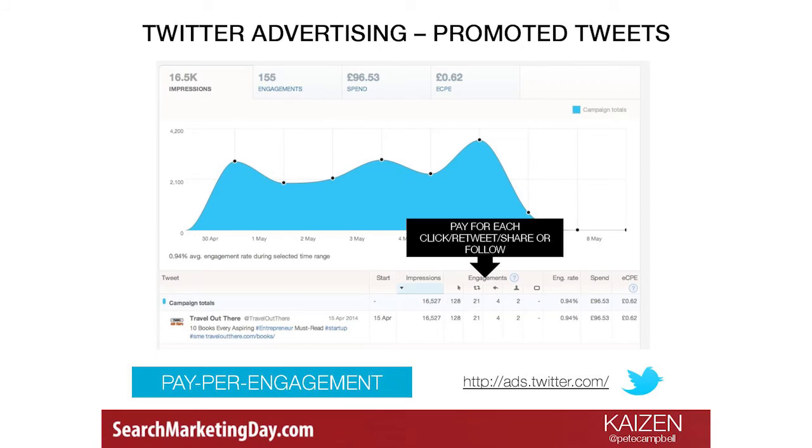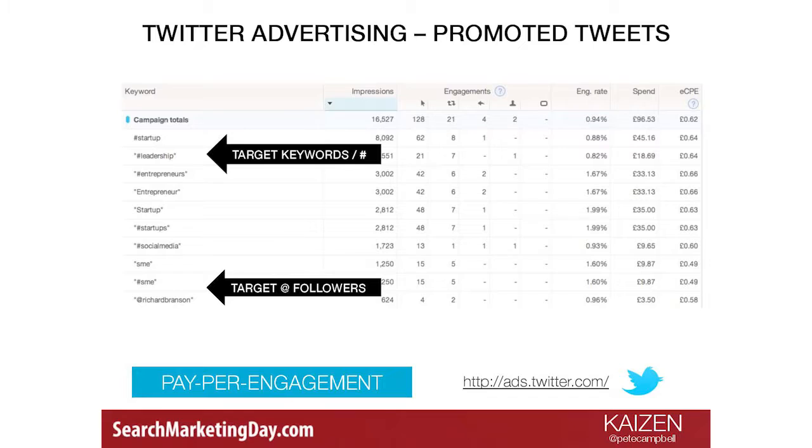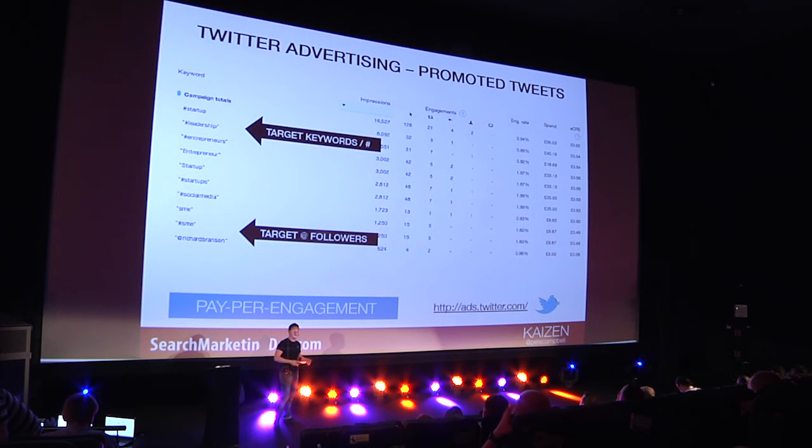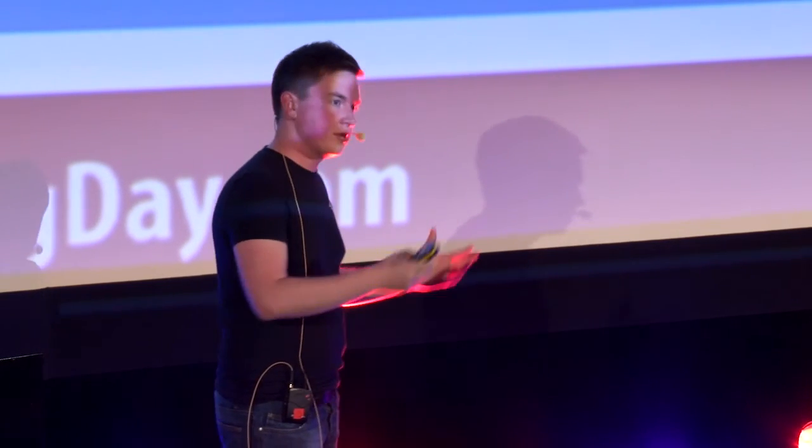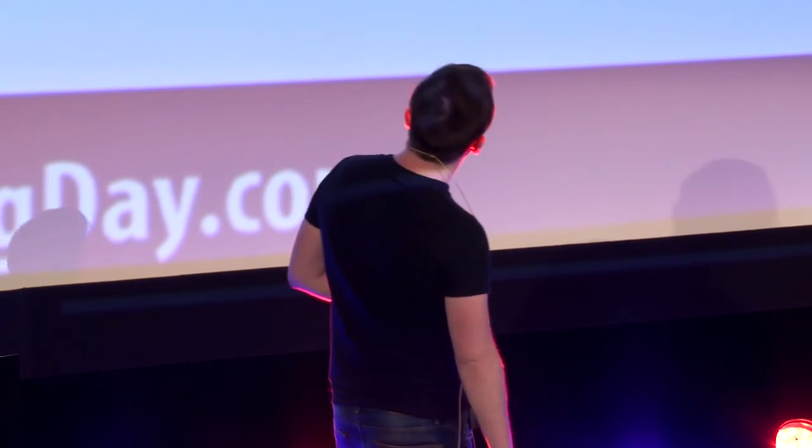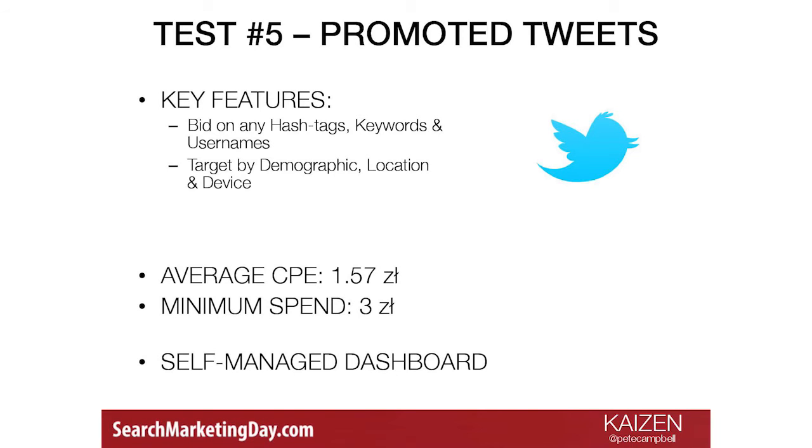Twitter, again, you pay on a pay-per-engagement basis. This is a look at the dashboard here. The difference on Twitter is that the targeting works by either targeting keywords people have recently used in their tweets, or you can target an account's followers. This is really interesting because it lets you get on the radar of people who are influencers, so you can target their followers. Again, self-managed online, really low minimum spend.